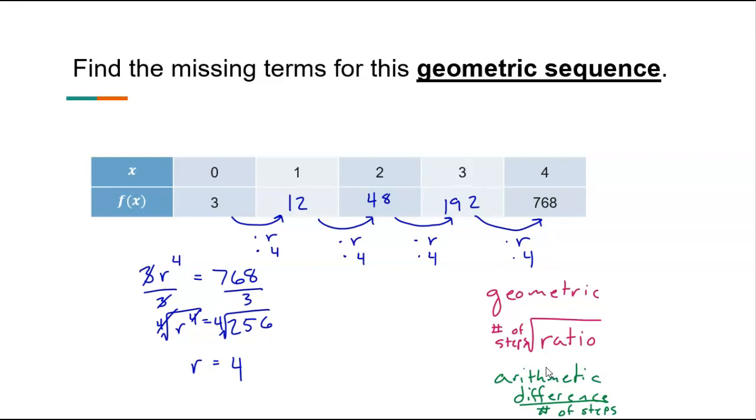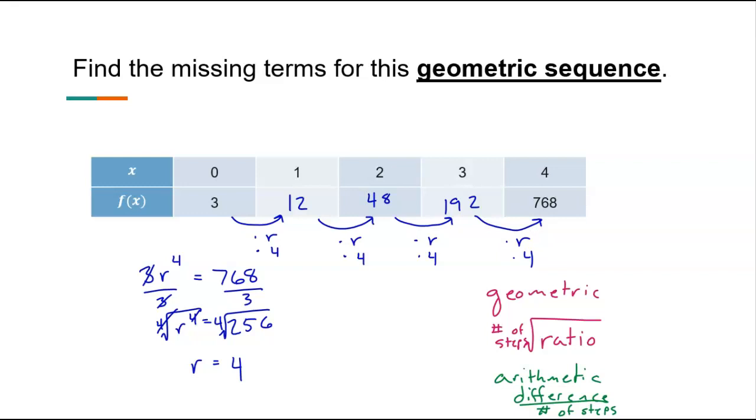Now, if memorizing these helps, you can totally do that. But remember, you can always reason it out as well. You can just say we're either adding r every time, we're adding a number every time, or we're multiplying a number every time. And you can always get a formula out of that. You can always get an equation out of that and then solve it. So that is how we find the missing terms for a geometric sequence.